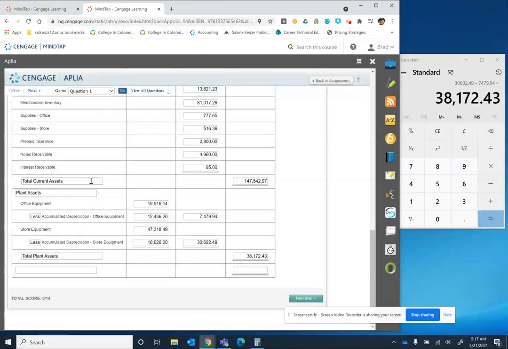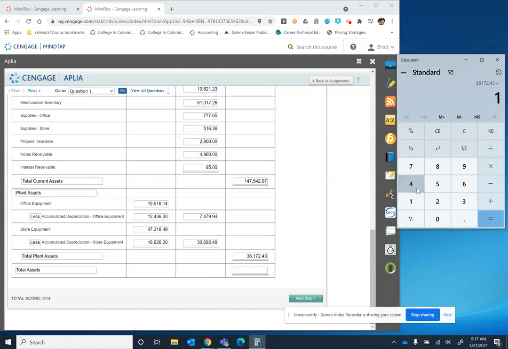Now we'll add up our total current assets plus our total plant assets to come up with our total assets. And that gives us a total of $185,715.40. And that takes care of the asset section of our balance sheet.